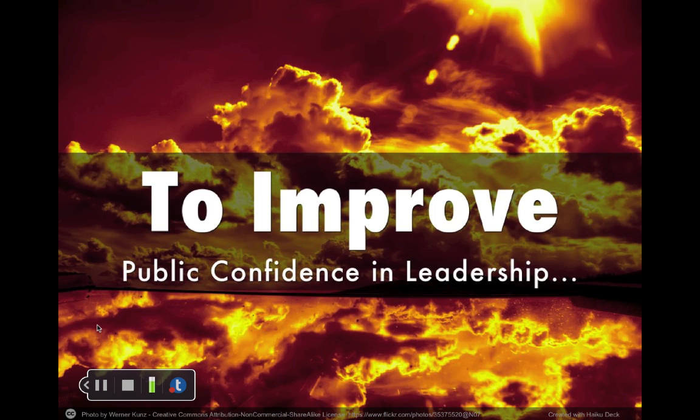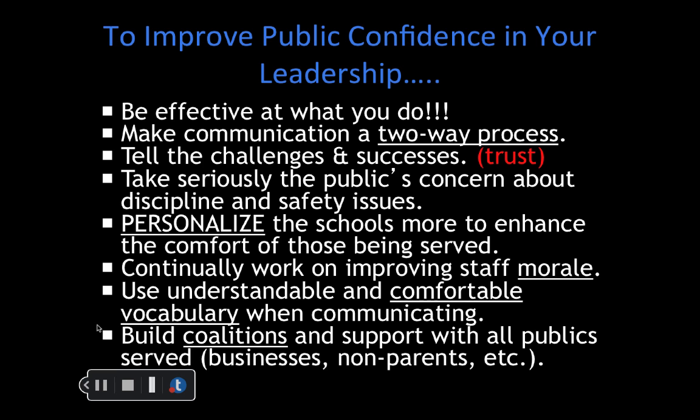So let's talk a little bit about how to improve public confidence in leadership. Here are some ways that you can do that. Be effective at what you do. I love this: make communication a two-way process. Tell the challenges and successes. Trust is really, really important here. Take it seriously, don't ignore it. Personalize it. Work on staff morale. Use comfortable vocabulary that doesn't go over people's heads. Build coalitions and support with all stakeholders. A comment or two about the items above.